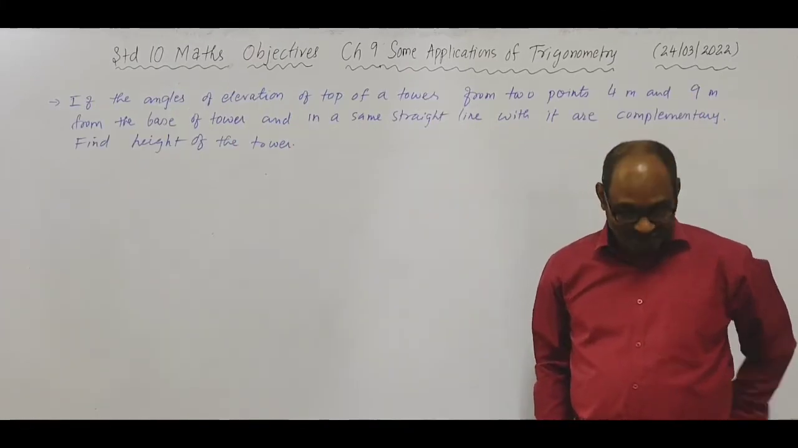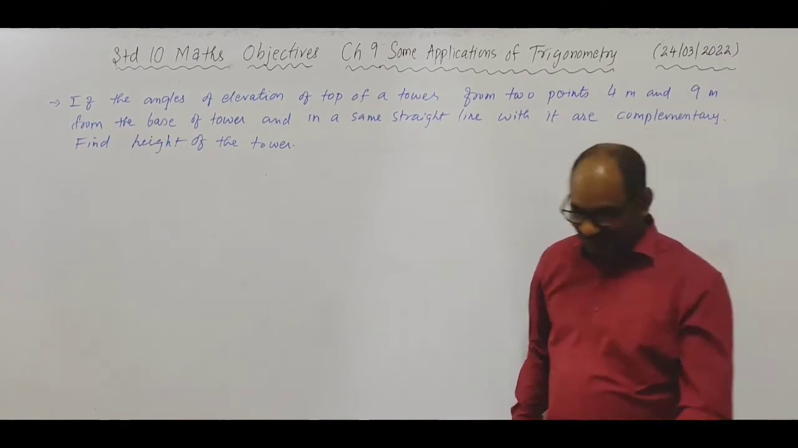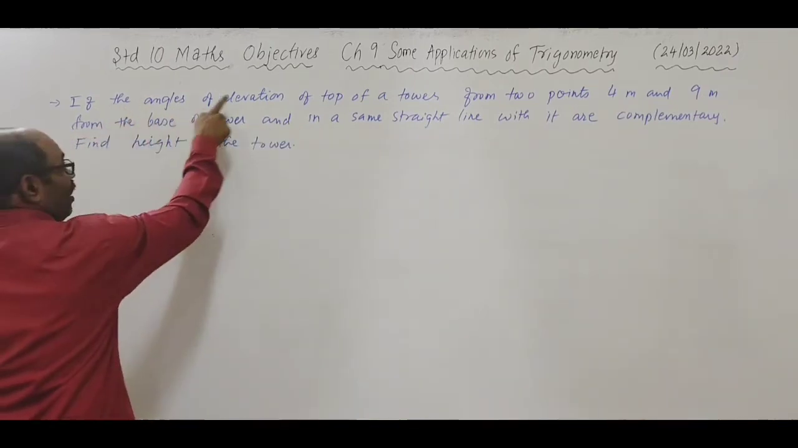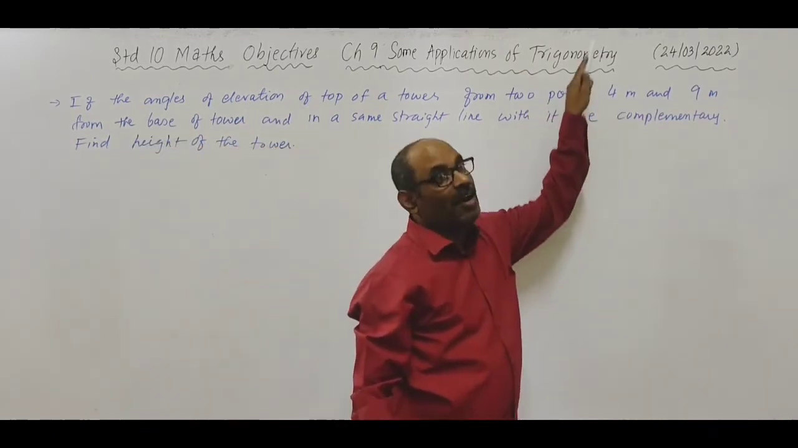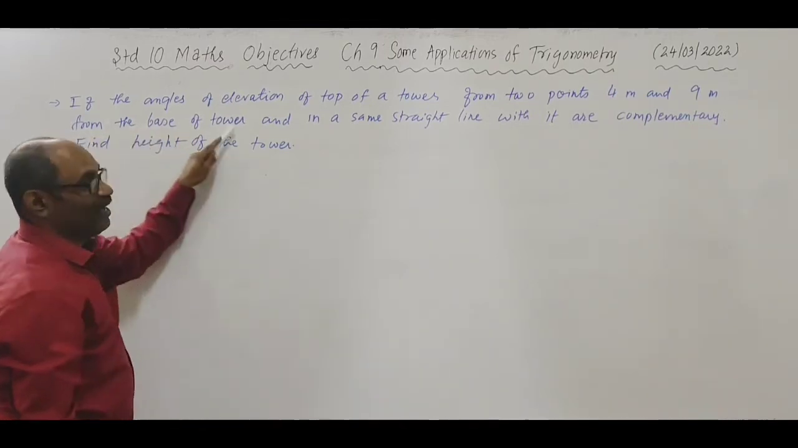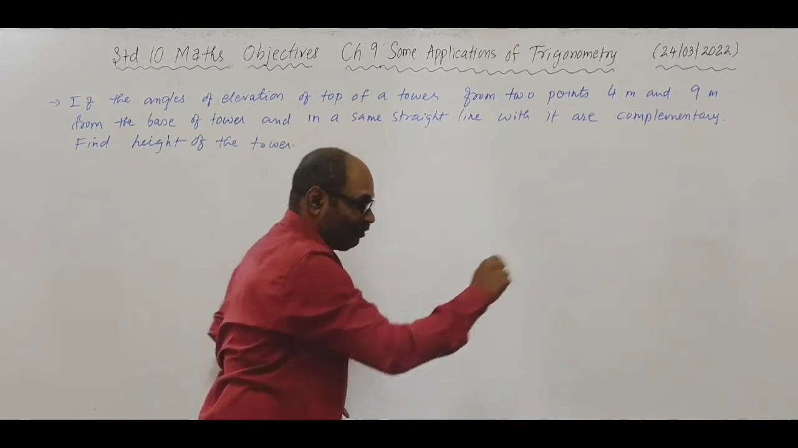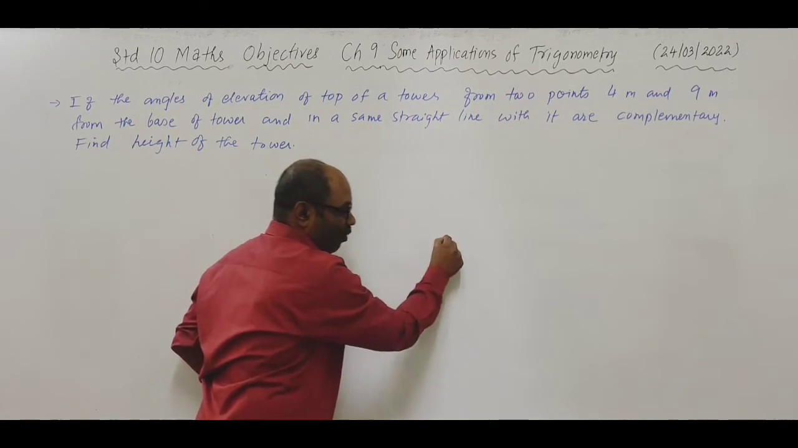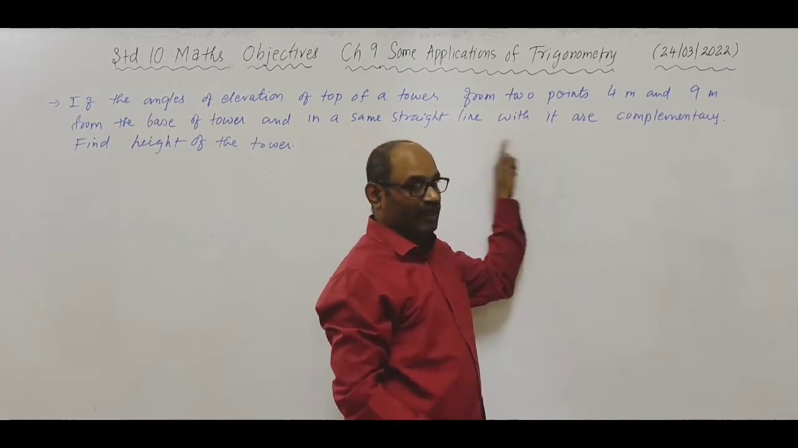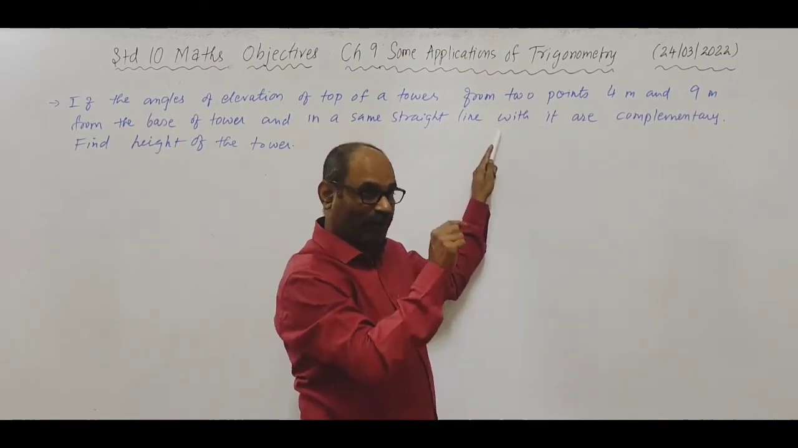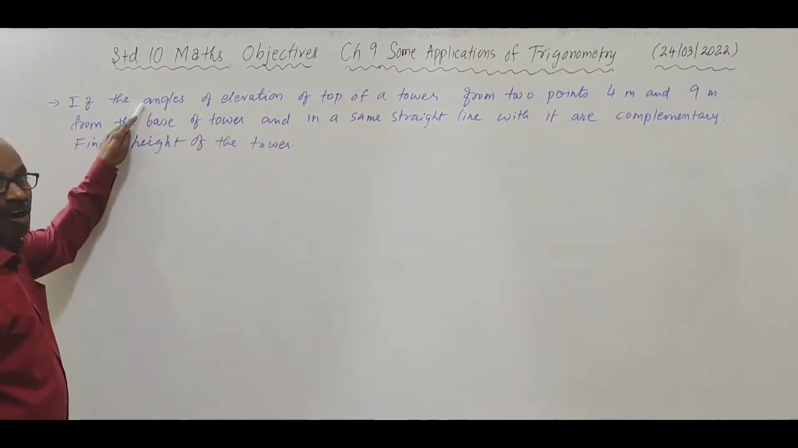The next one, much easy, very easy, but if you know the result. Let's see. If the angles of elevation of the top of a tower from 2 points, 4 meter and 9 meter from the base of the tower, are in the same straight line with it, meaning the foot of the tower, are complementary. What are complementary? The angles of elevation.